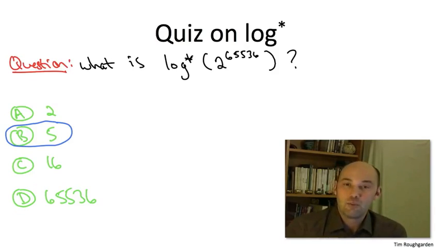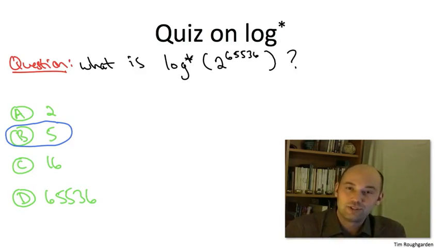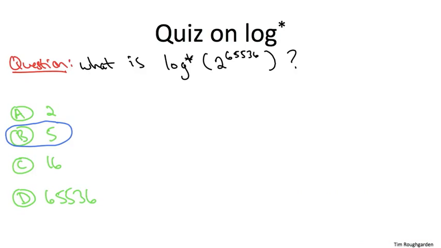Well, take logarithm once. What do you get back? 65,536, also known as 2 to the 16. So you take log again, you get back 16, also known as 2 to the 4. You take log again, you get back 4, also known as 2 to the 2. You take log again, you get back a 2, and then one more time gets you down to 1.